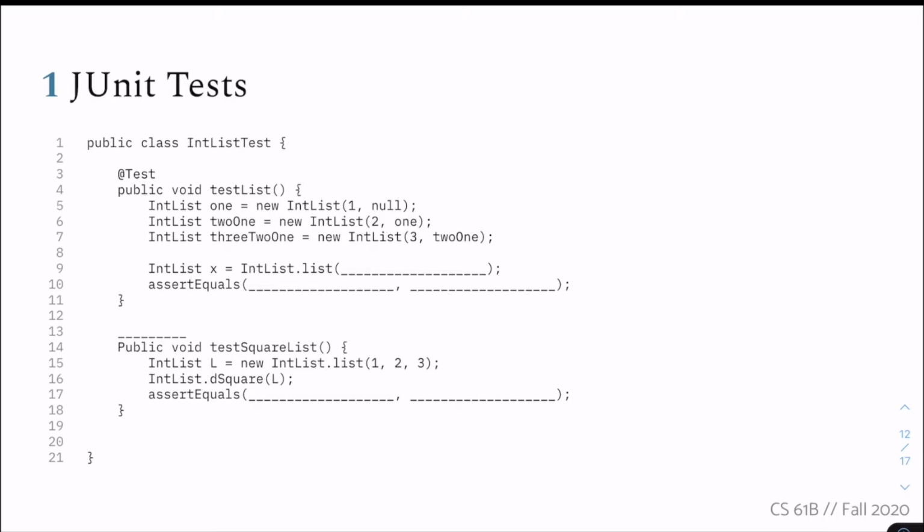So going back to the problem on the page. Think about the lab you did last week or the week before about JUnit testing. Fill in the following tests so that they test the constructor and the dSquareList functions of IntList. I'll give you a couple seconds to think about it.